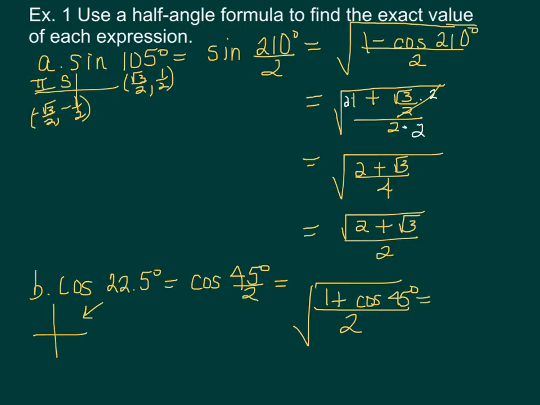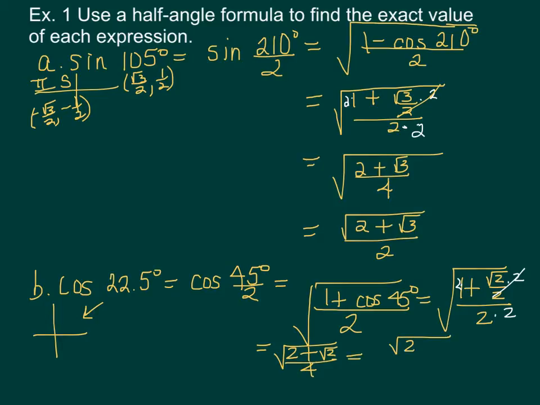Alright, cosine of 45, we should know that is radical 2 over 2. And we're going to do the same thing, multiply everything by 2. So those cancel. And you're going to get radical 2 plus square root of 2 all over 4. And just square rooting the bottom. That's your answer.